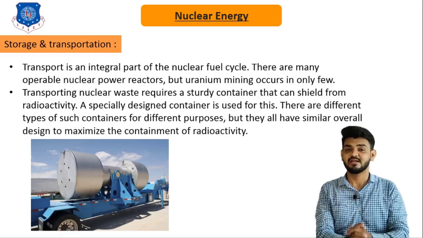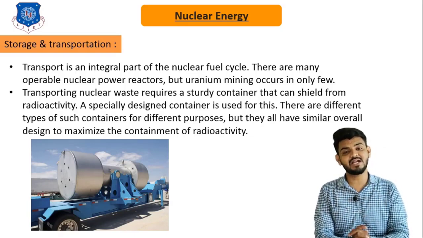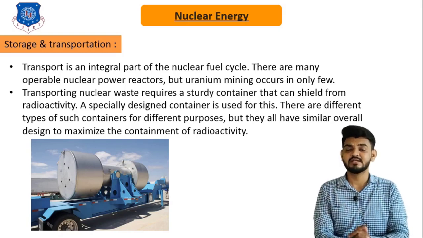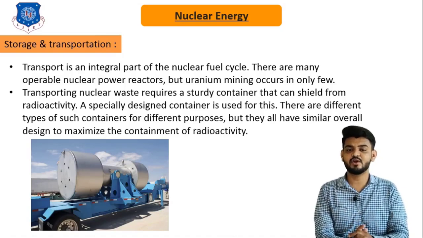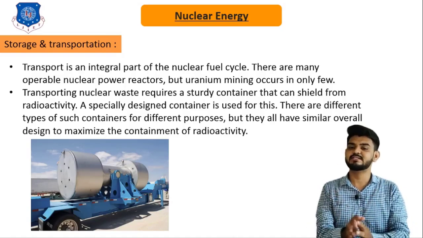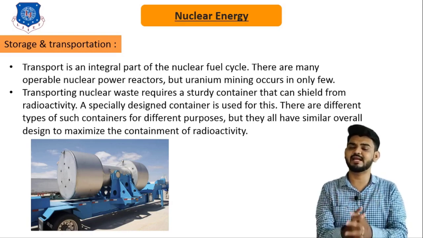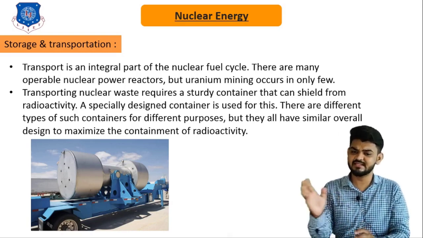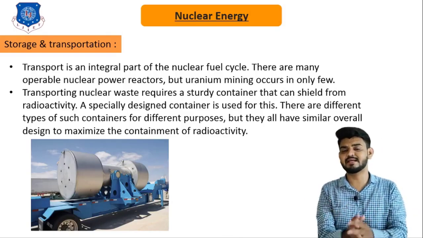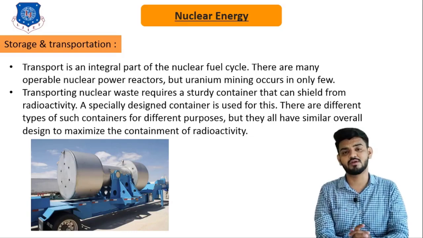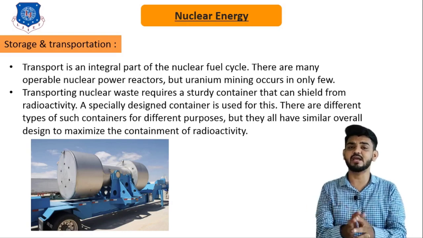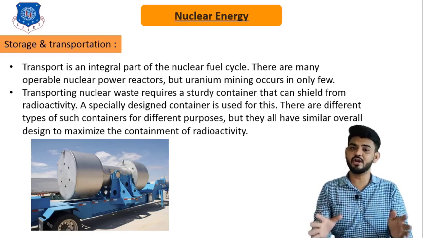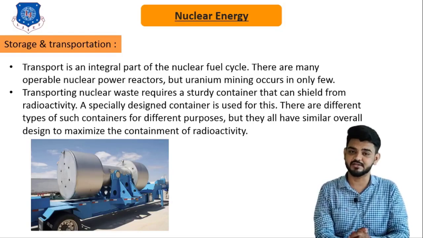So we always require a specific type of container or special type of tanks that can store such fuels. A specially designed container is used for this purpose. There are different types of such containers for different purposes, but they all have a similar overall design to minimize the release of radioactivity. Here in this image, you can see a typical example of such transportation of fuel by means of a specially designed container that can reduce the radioactivity to its minimal level so that we do not harm any living beings on planet Earth.